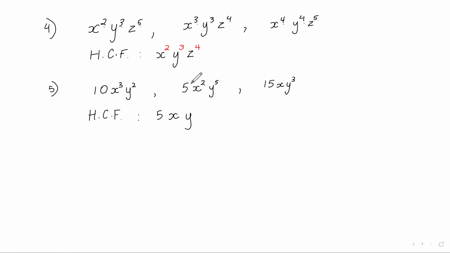The powers of x would be 3, 2, and what would be the power of x in this one, Safira? Would it be 1? It'll be 1. So what is the lowest power there? 1. So we'll just leave x by itself. And then what about y? It'll be 2. Correct. So the highest common factor of those three will be 5xy.